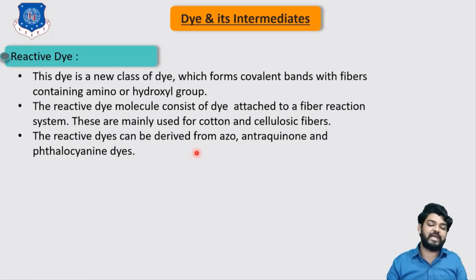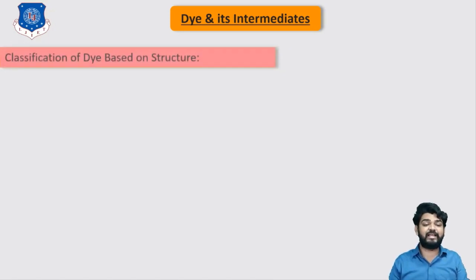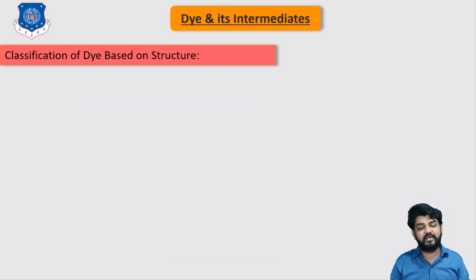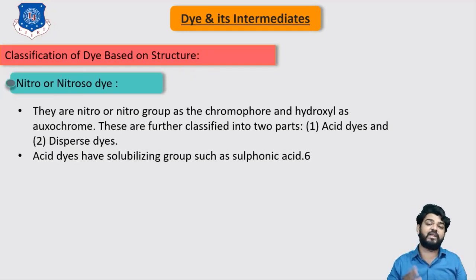These reactive dyes can be derived from azo, anthraquinone and phthalocyanine dyes, which now concludes the classification of dyes based on their applications, right. Now let's move to the next type of classification of dyes, and this is the classification of dyes based on their structure. So now based on dye structure, we can also classify different dyes. As you can see here, the first classification is under the tag of nitro or nitroso dyes. So as you can easily make out from the name itself, this group of dyes contains a nitro group as their main functional group.